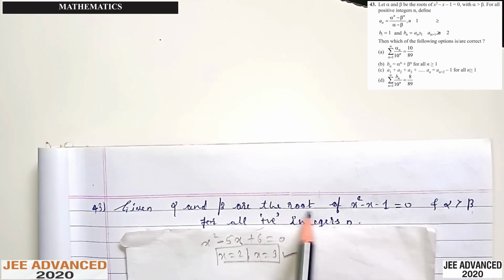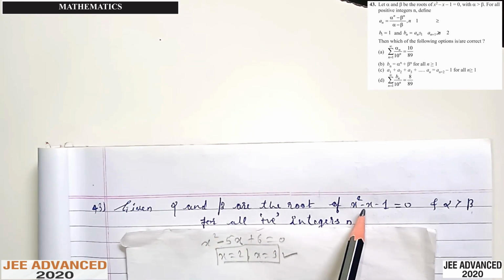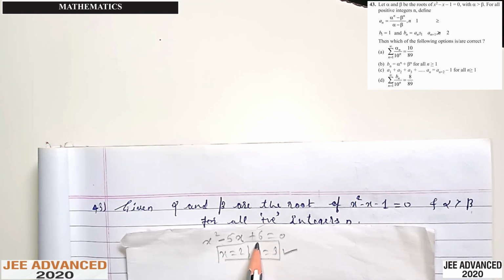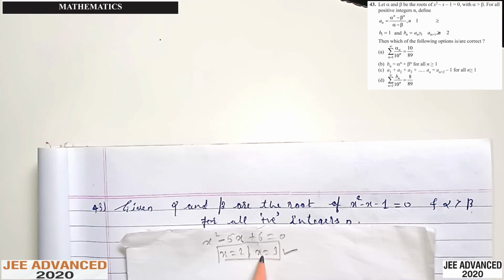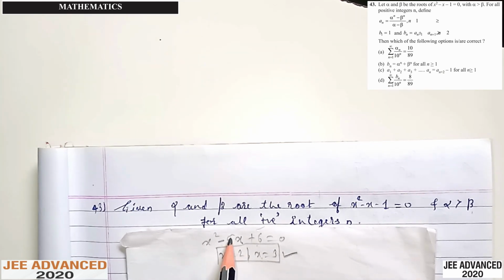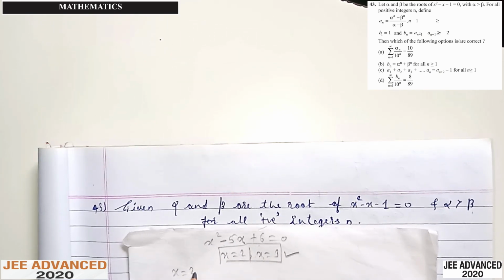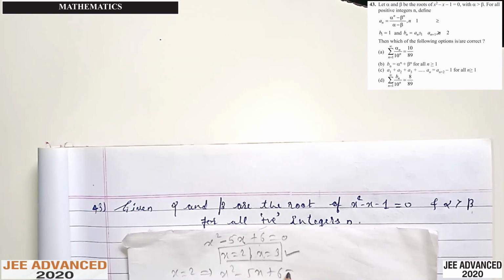Similarly, here alpha and beta are given. Instead of finding the roots of x square minus x minus 1, I took one quadratic equation just to explain how roots can satisfy a quadratic equation. If I take x equal to 2 and x equal to 3 as roots of that equation, how can we say that x equal to 2 satisfies x square minus 5x plus 6 equal to 0?